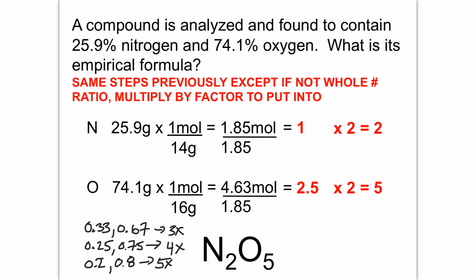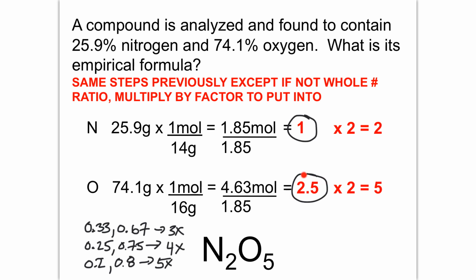Okay, so let's say you do all the steps, and at the end you get these numbers right here, 1 and 2.5. And so you say to yourself, well, that is not a whole number ratio. 1 to 2.5 is not a whole number ratio. So what am I going to do to get it into a whole number ratio? Well, I have to multiply it by a factor, right? And that factor you multiply by to get the decimal one into a whole number ratio is going to be the same for everything in that compound.